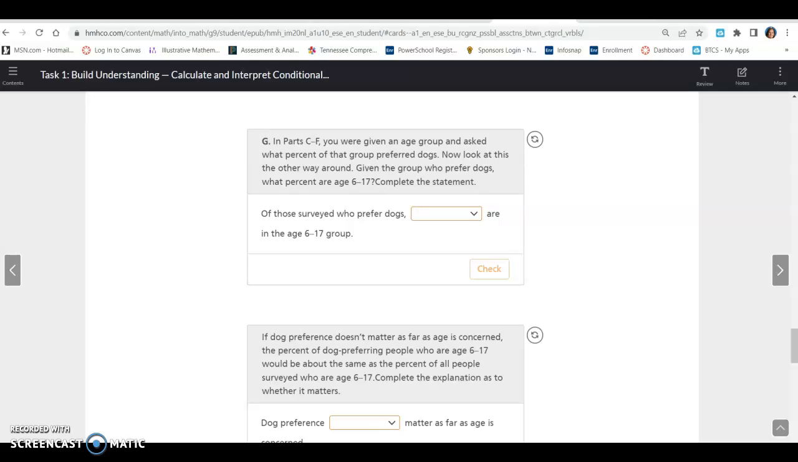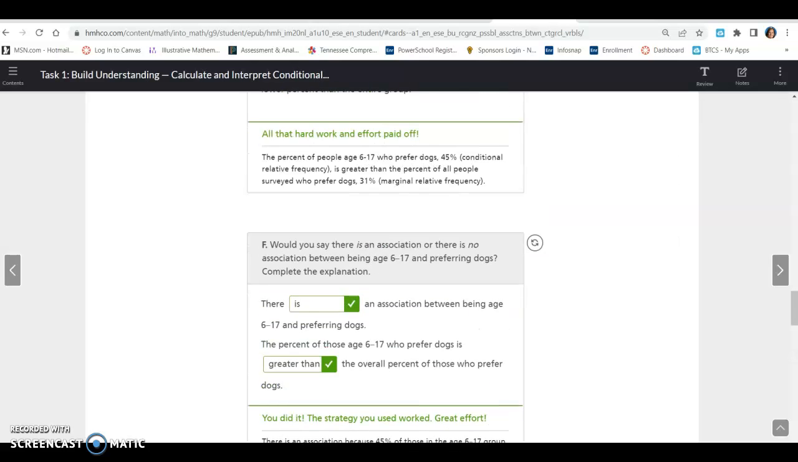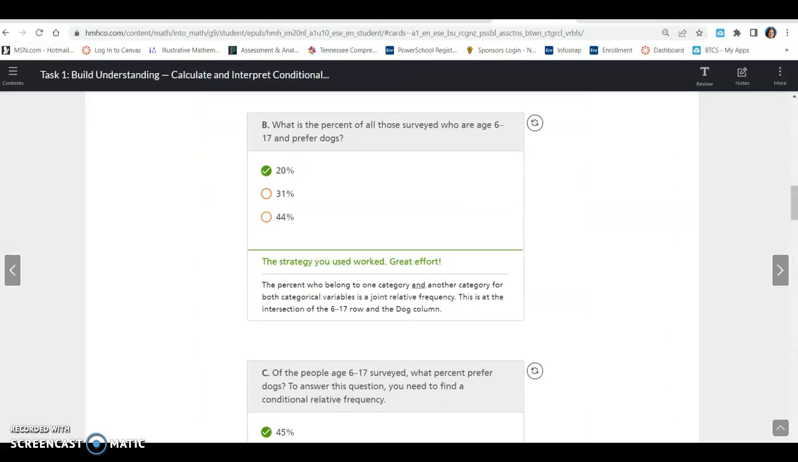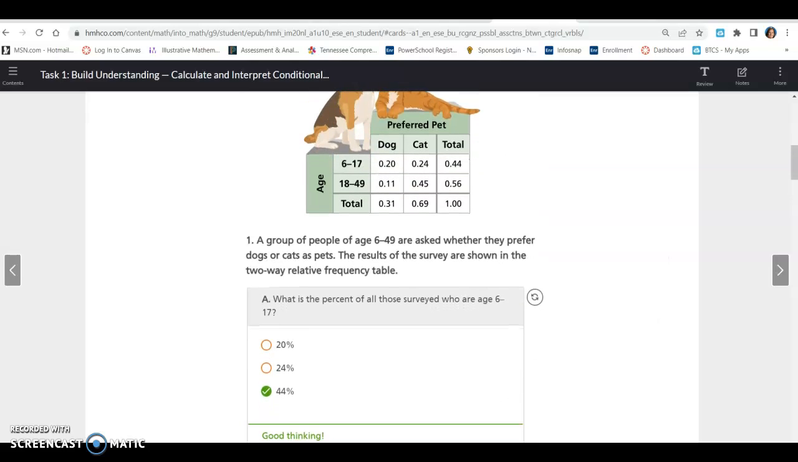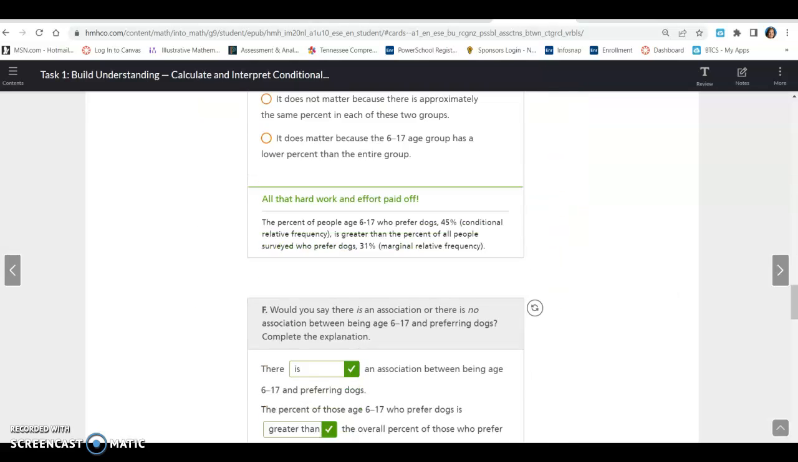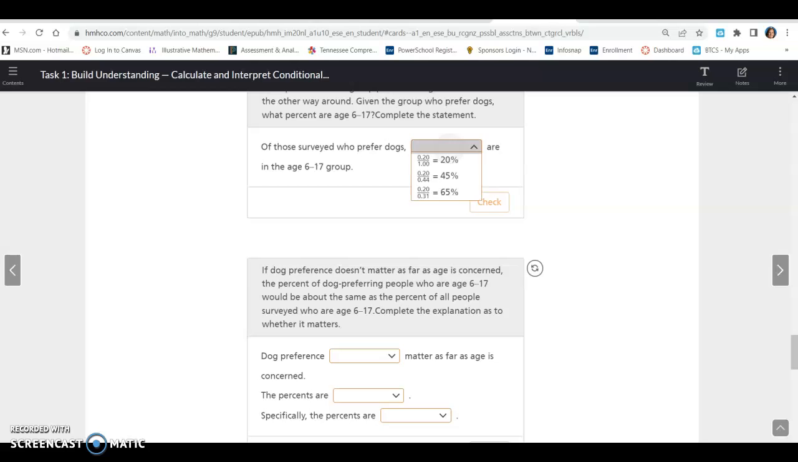All right, so of those surveyed who prefer dogs, blank are in the 6 to 17 age group. If we look here, of those who prefer dogs, there's 31% prefer dogs. 20% of those are in that category. So 20 divided by 31 gives us 65%.